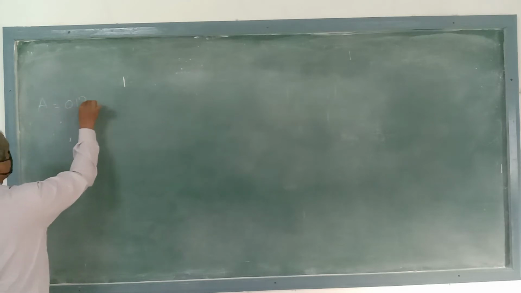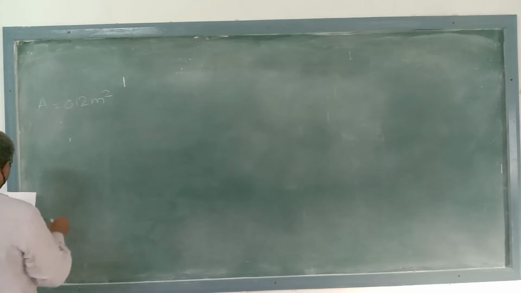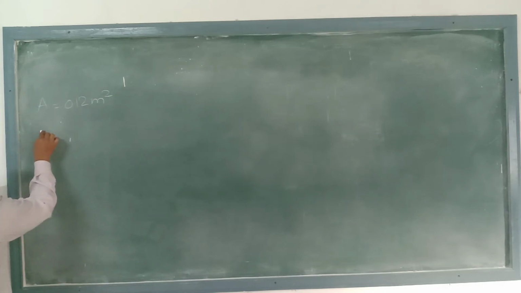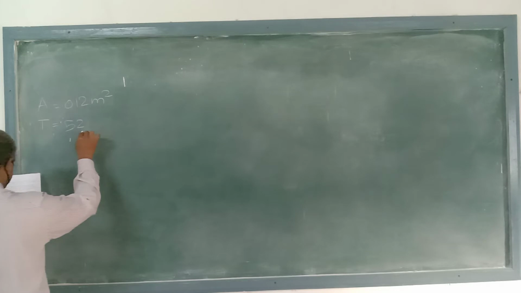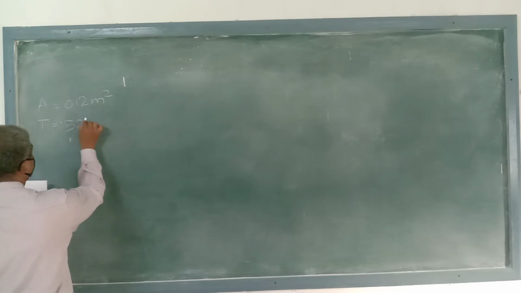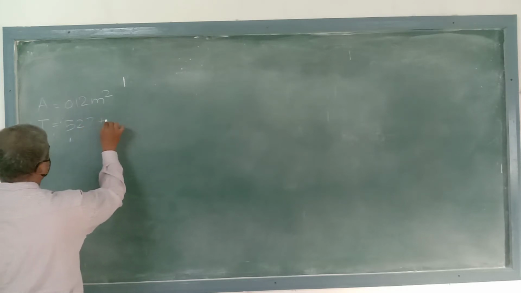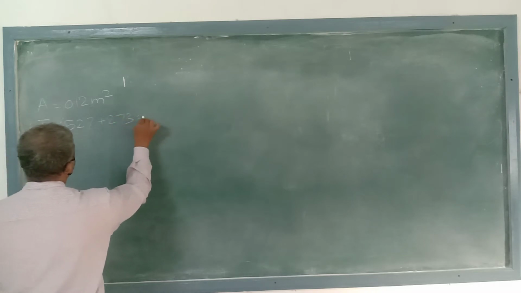First of all, we are going to note down the things they have mentioned in this problem. They have given the area, which is 0.12 meter square. Next, they have given the temperature, which is 527. We are going to convert it into Kelvin.